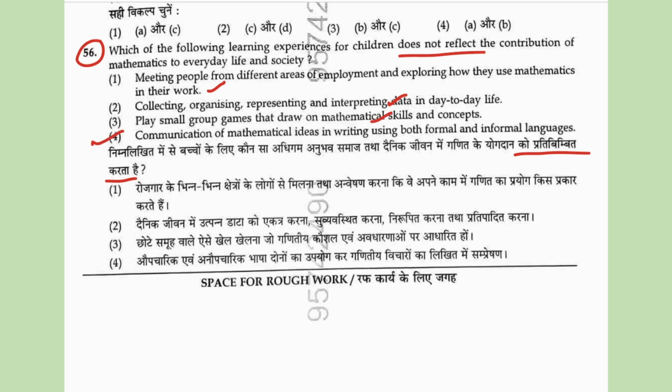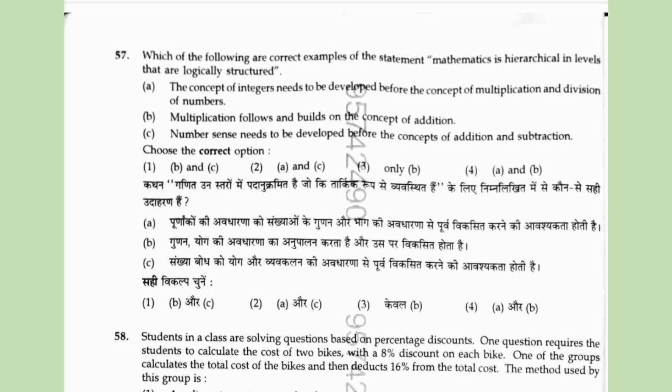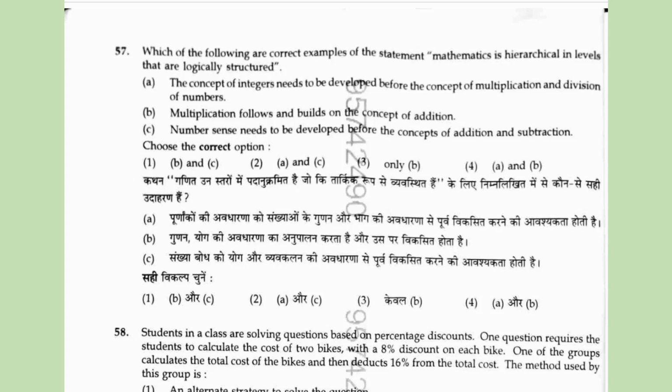And communication of mathematical ideas in writing, so this will not reflect. Which of the following are correct examples of the statement mathematics is hierarchical in levels and are logically structured? The concept of integers needs to be developed before the concept of multiplication division. This is not correct, because as long as they know natural numbers, they'll be able to do multiplication division. Multiplication follows and builds on the concept of addition. Very much true, because multiplication is basically repetitive addition.